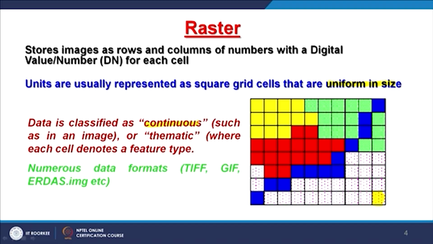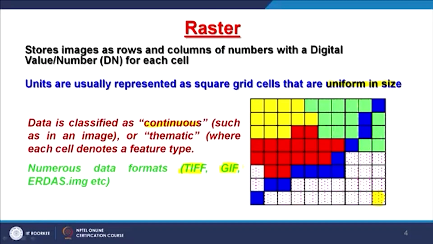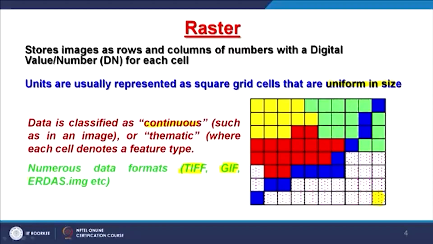Various formats are known to us, like the Tagged Image File Format, in short TIF or TIFF file, and the GIF file, which is the Graphics Interchange Format, in short GIF. Then there are software-specific formats, like ERDAS, a digital image processing software. They have their own format, called the .img or Imagine format.